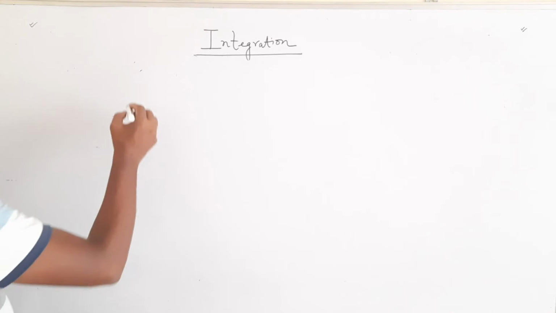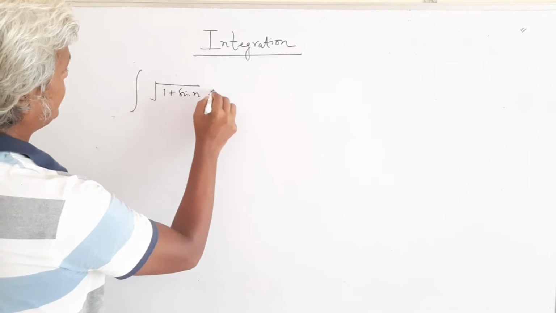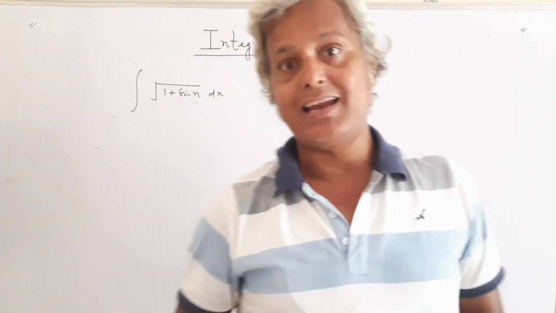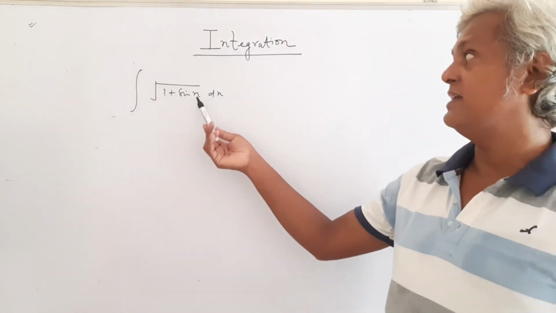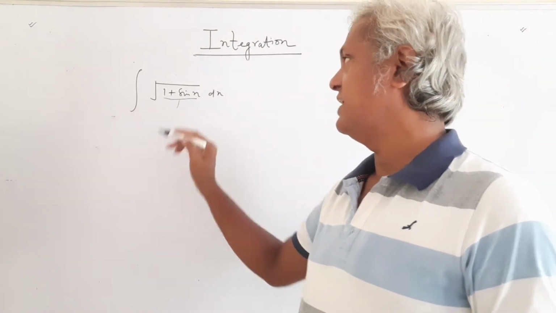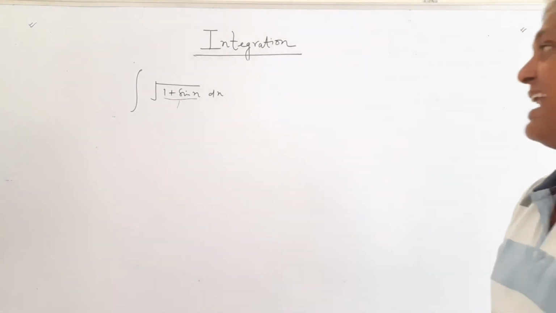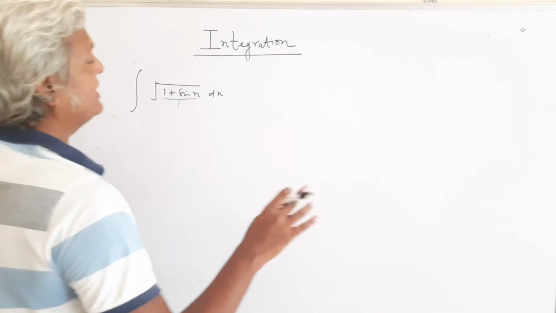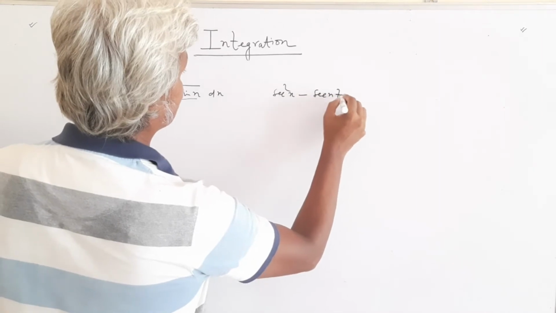I'll take another form, which goes like integral of under root 1 plus sin x dx. You just saw that in the previous case, when I had 1 plus sin x, I multiplied it with 1 minus sin x up and down. But in this case, what will happen if I multiply by 1 minus sin x up and down? There is no denominator directly, but you can assume there is a fraction of 1 there, and multiply up and down by 1 minus sin x, but this will not take you anywhere. Why? Because in the previous case, 1 plus sin x on multiplication was able to give you sec square x minus sec x tan x.